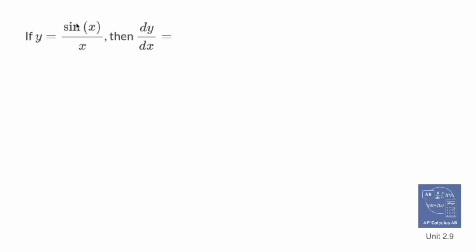If y equals sine x over regular x, then dy dx equals, well, this is going to use, kids, the quotient rule. The quotient rule says if you take the derivative of something in the form u over v, and sine x would be u and x would be v, so u over v, you would do u prime v minus v prime u all over v squared.